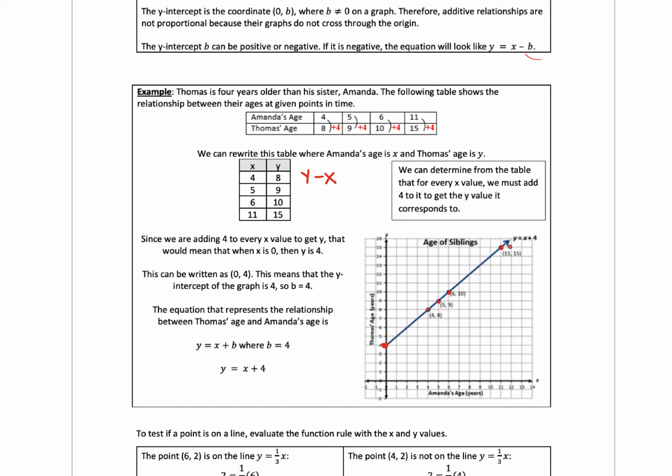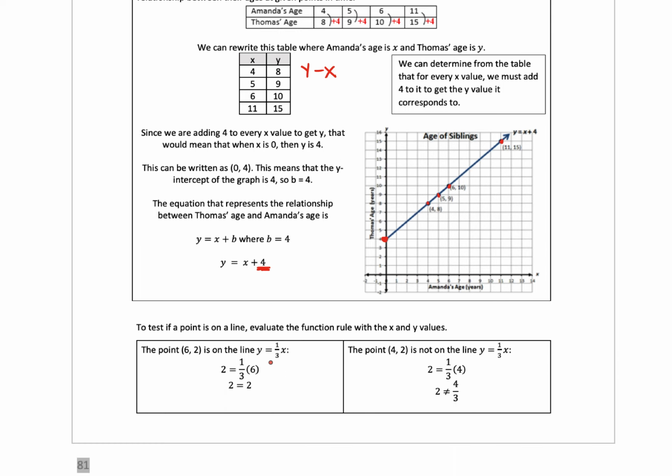And then we can connect it to get that graph of the line. But to write it in the form that we talked about up top, y equals x plus 4, right here the b is our y-intercept. We just figured out it was 4, and that's how we can fill in the equation there.